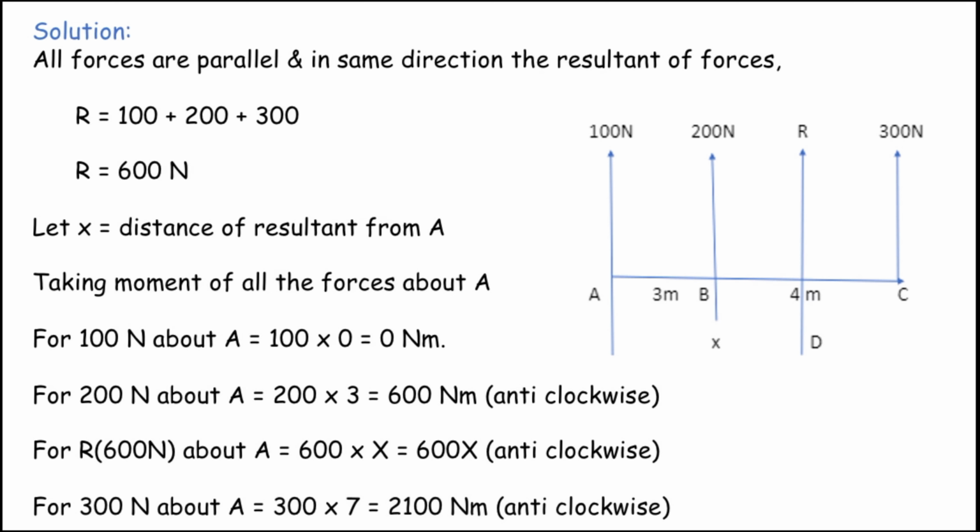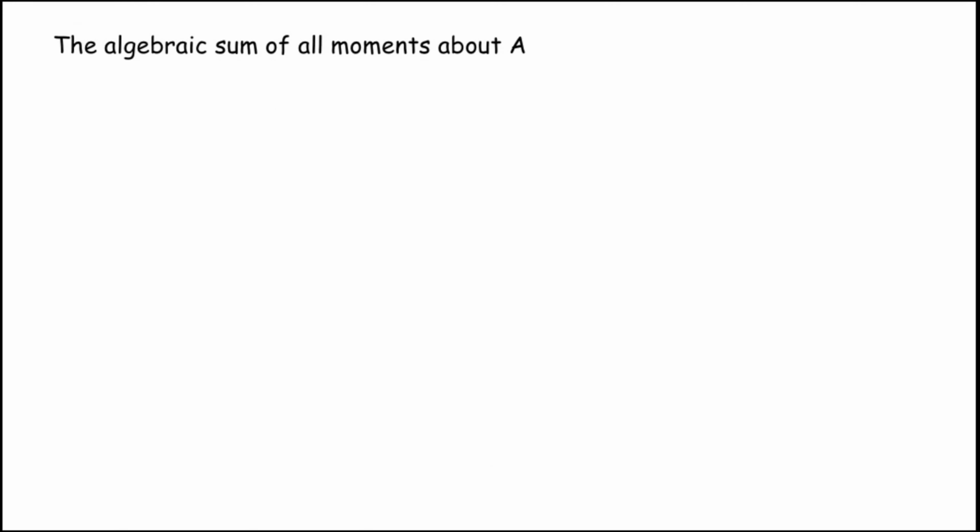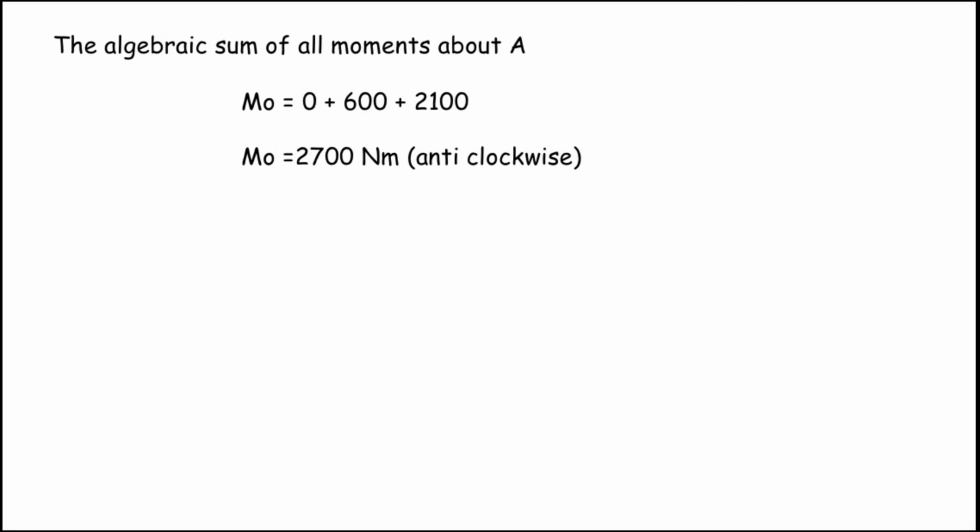Now we have to find the overall moment of all forces. We have to sum all the forces except the resultant. So the moments are 0 Newton meter, 600 Newton meter and 2100 Newton meter. That is MA equal to 0 plus 600 plus 2100 Newton meters. So the value becomes MA equal to 2700 Newton meter. It is also an anti-clockwise moment.